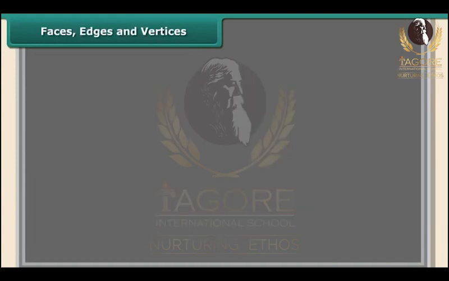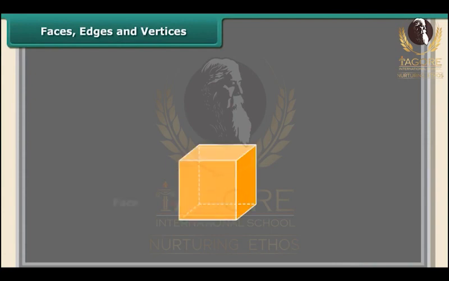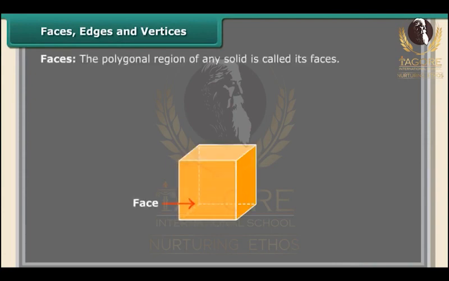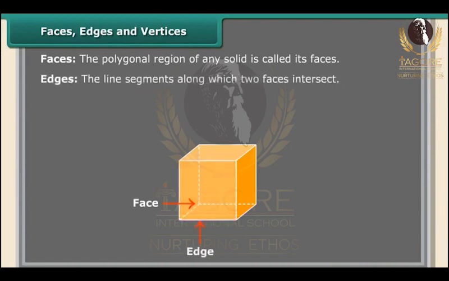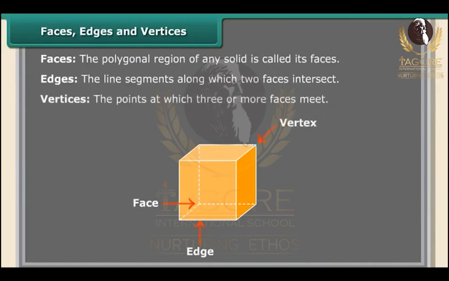Faces, edges and vertices. Faces. The polygonal region of any solid is called its faces. Edges. The line segments along which two faces intersect. Vertices. The points at which three or more faces meet.